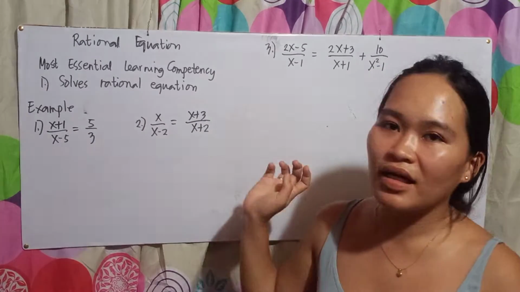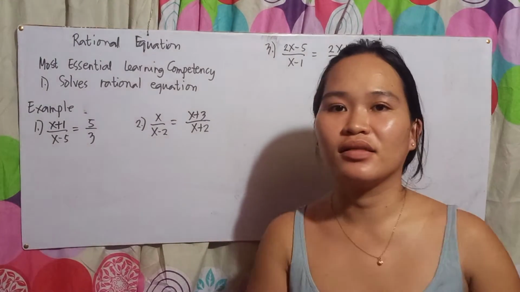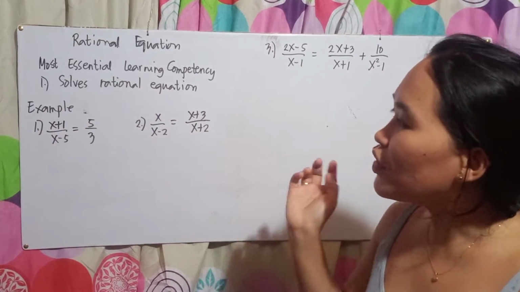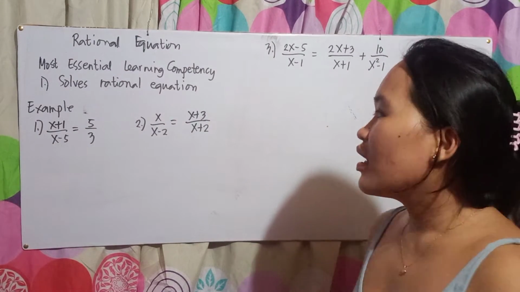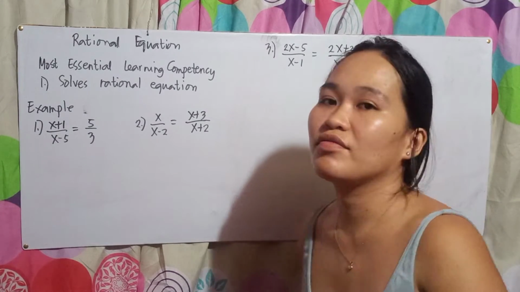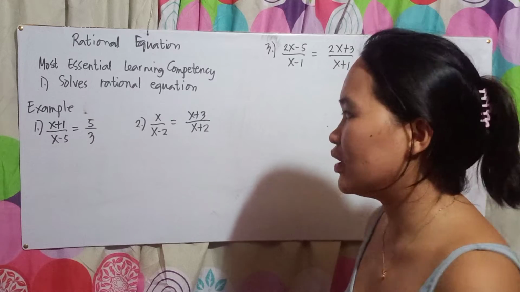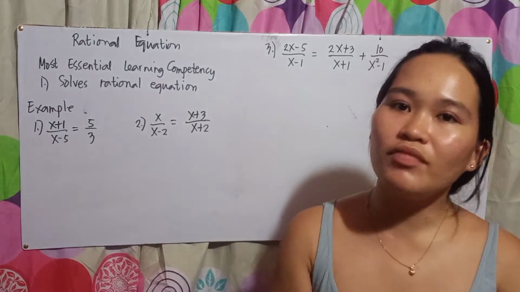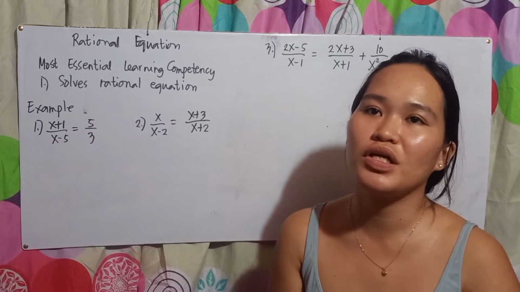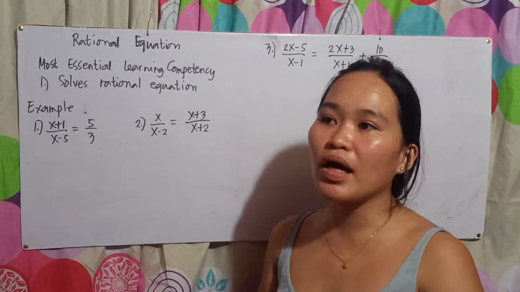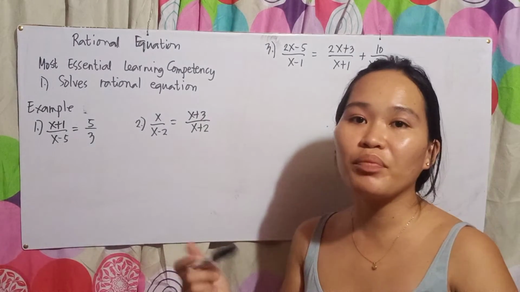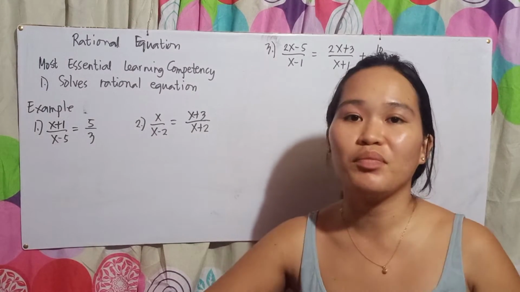So I have listed 3 examples here. So dapat mabalaan jud na ninyo ang process. So example 1, x plus 1 over x minus 5 equals 5 over 3 or 5 third. So pag ang given na rational equation, pag 2 terms lang siya, pwede siyang i-cross multiply or i-multiply nimo both side ang LCD. Pero ang pinakadali is i-cross multiply.